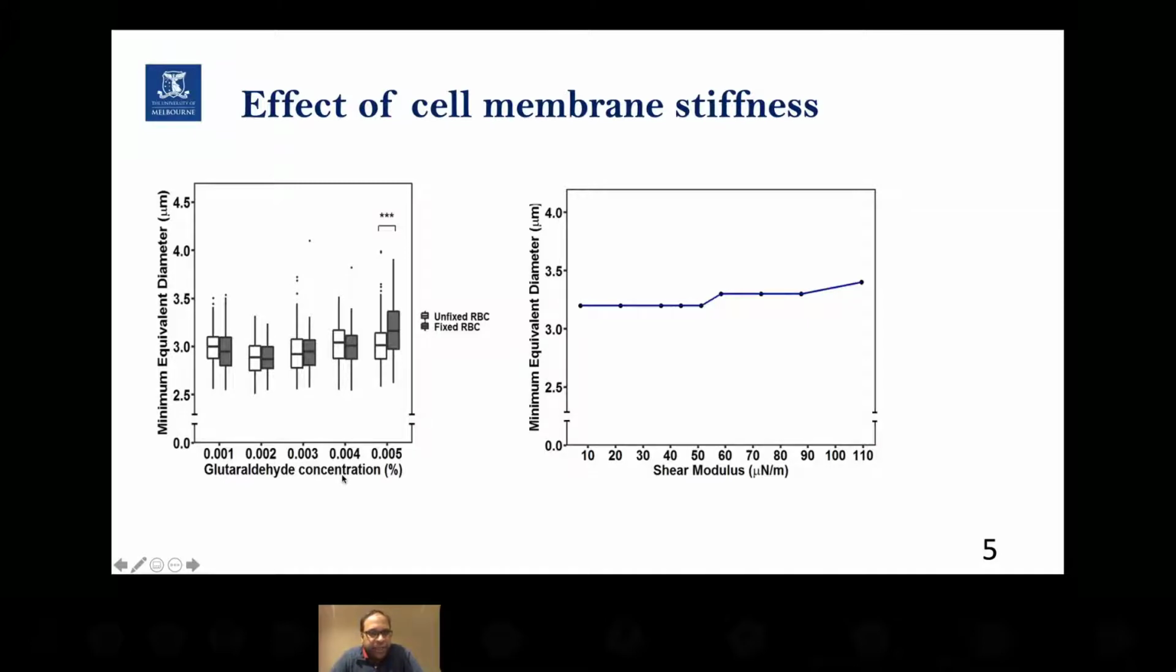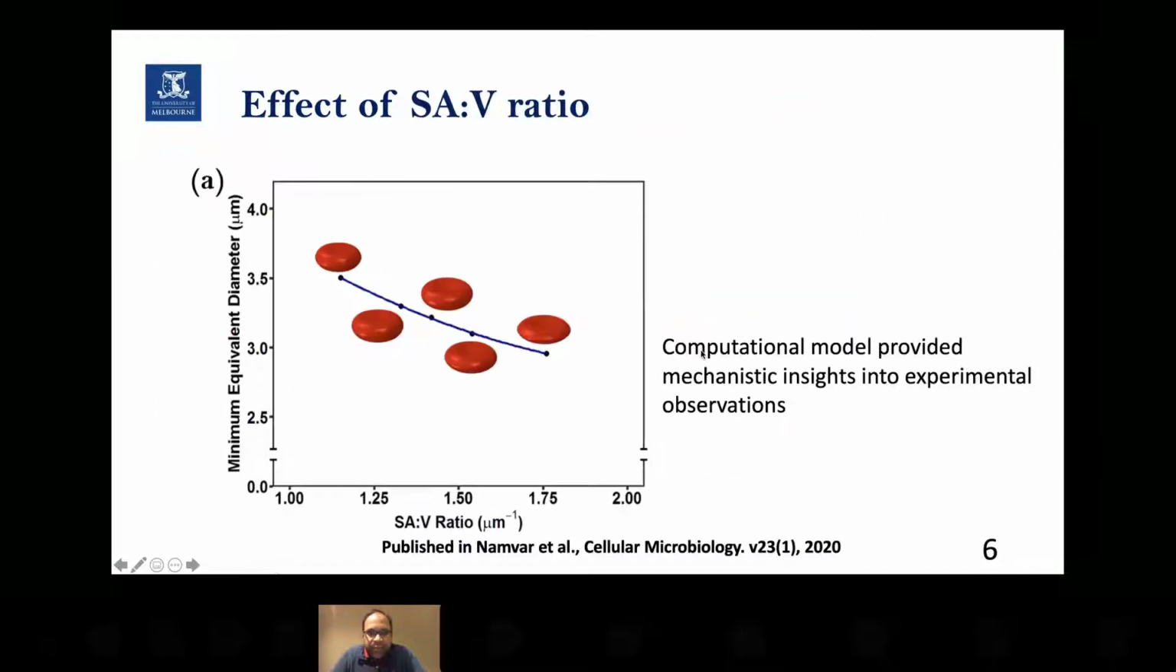One thing we did experimentally is to change the stiffness of the cell using glutaraldehyde treatment, and we found that the minimum equivalent diameter, that position that the cell goes to, doesn't really get affected by changing the stiffness, and our model shows the same, as shown by this graph here. We also then changed the surface area to volume ratio using a treatment that changed the pH of the cell culture, and what we found is that you have a drastic change in the ability of the cells to go through narrow channels when you change that surface area to volume ratio.